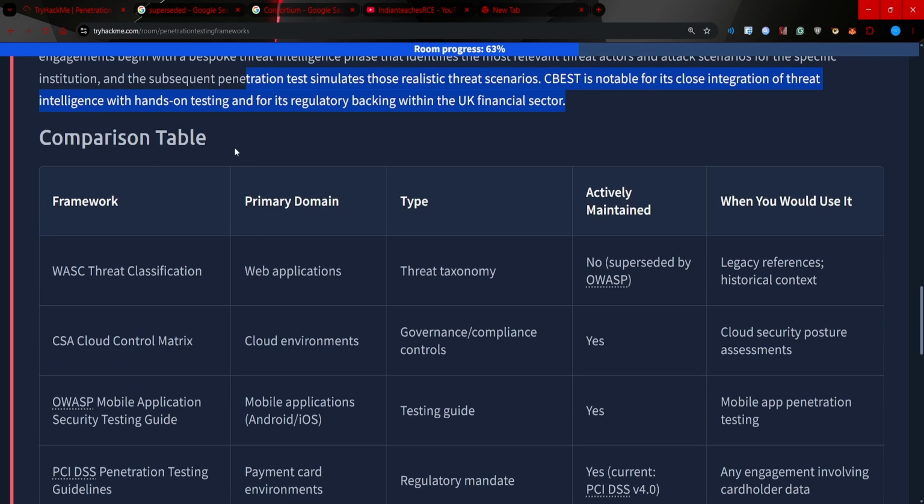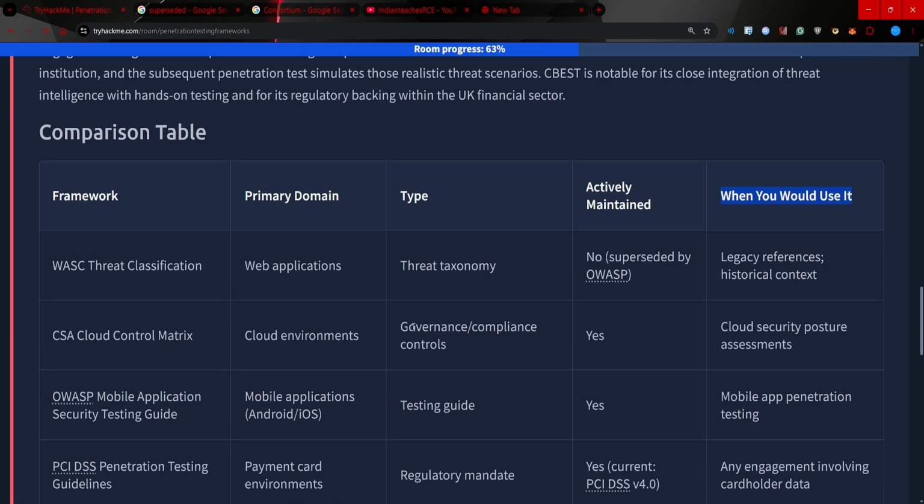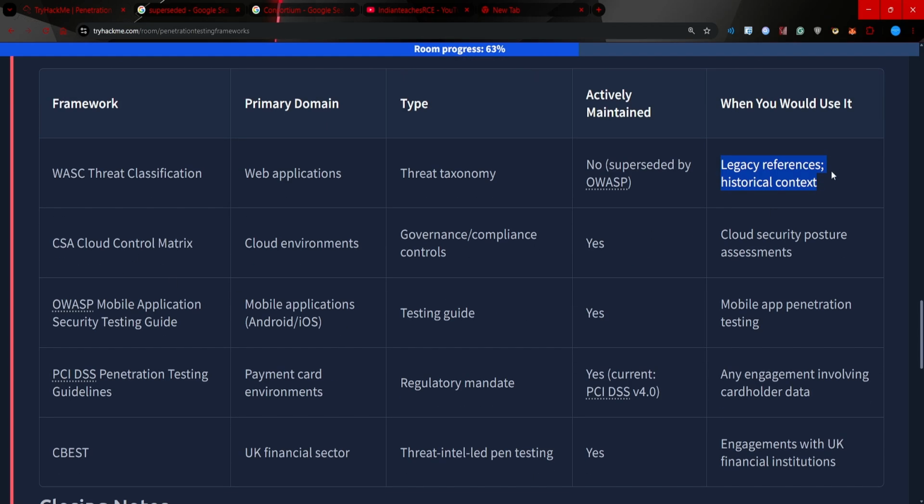Great. Comparison table: primary domain, type, actively maintained, and when you would use it. Oh, this is a great one. Okay, let's read this. Framework is WASC Threat Classification, primary domain is web application, type is threat taxonomy, actively maintained is no, superseded by OWASP. When would you use it? Legacy references. So basically, you will not use it.